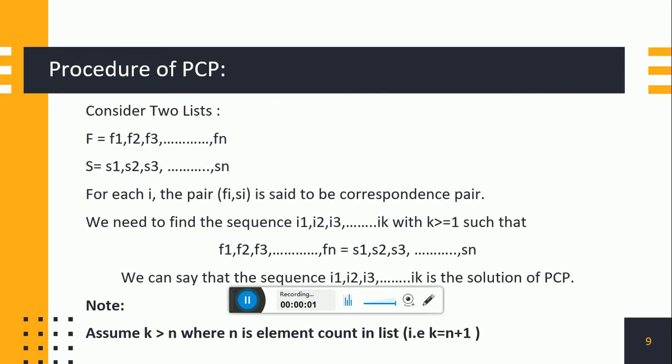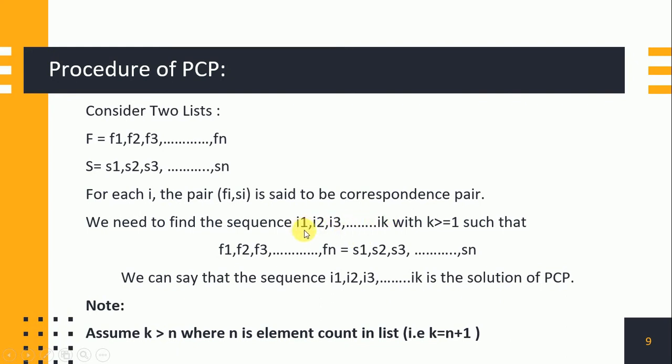So the procedure of PCP. Consider two lists in the form of F and S. These F1 up to Fn represent the elements of F. S1, S2 up to Sn represent the elements of S. For each i, the pair Fi, Si is said to be the correspondence pair. So we need to find the sequence i1, i2, i3 up to ik.